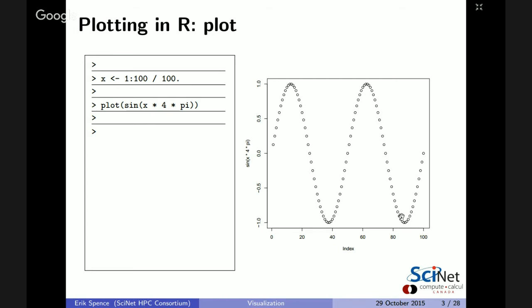If we want to plot it instead against the x-axis, we give it two arguments. Plot x, sine of x, 4 pi. And now instead of running across the index from 1 to 100, it's now running from 0 to 1. This is the normal way you plot things, right? Generally speaking, we don't plot against the index unless for some reason that's the nature of your data.